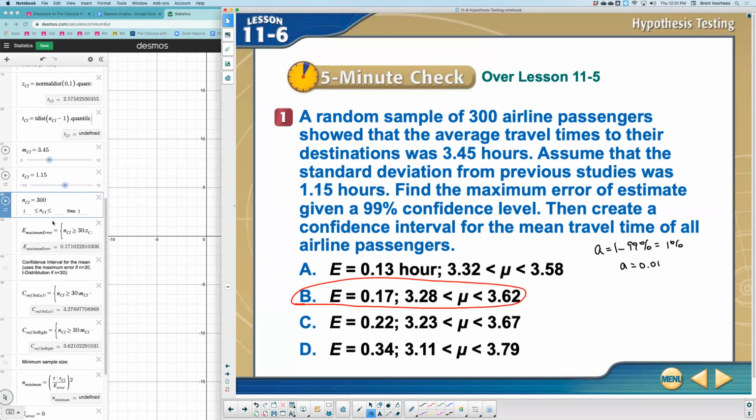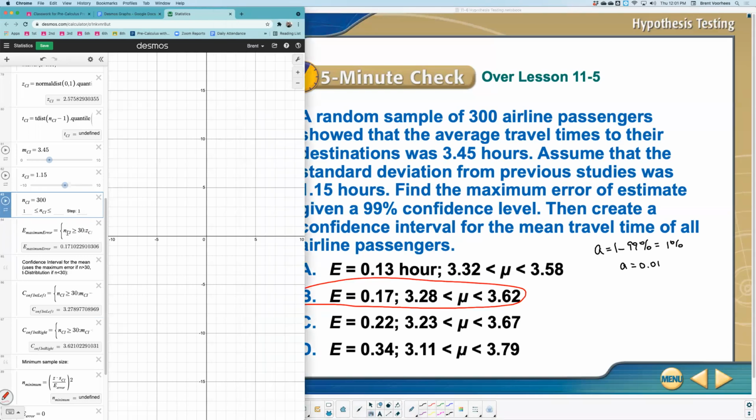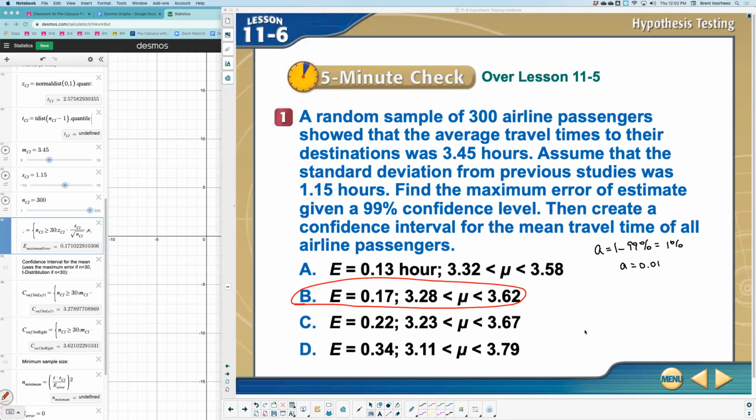And you can go back through and look at the formulas, how we come up with this. For the maximum error, if you're dealing with more than 30 samples, you'd be using the normal distribution. You would take the Z score value that we get from the quantile function, times the standard deviation of 1.15, divided by the square root of the samples, the square root of 300. So the Z value for the 99th percentile multiplied by 1.15 divided by the square root of 300. And that's how we got that 0.17 right there.